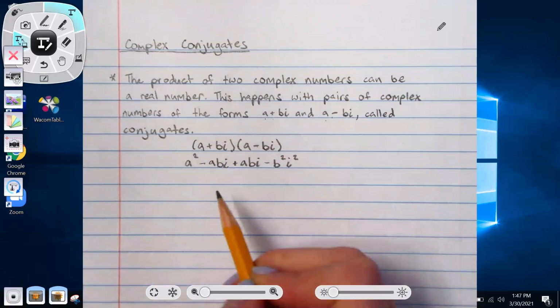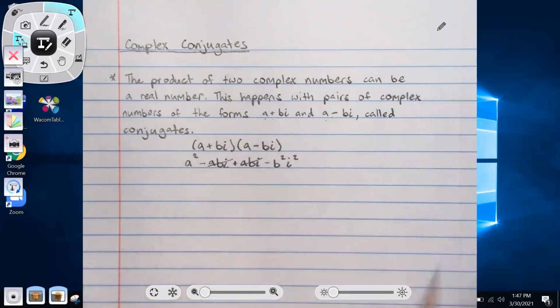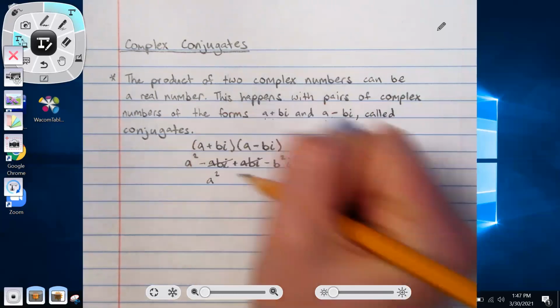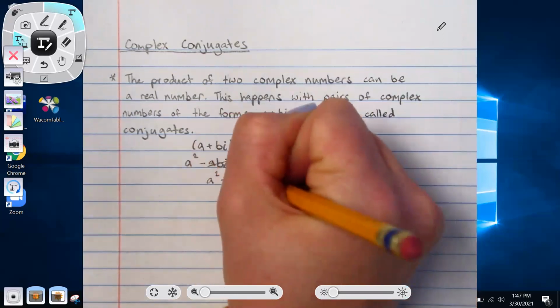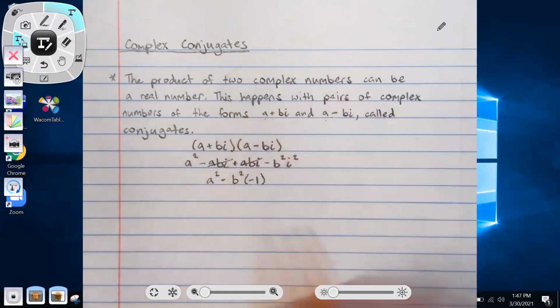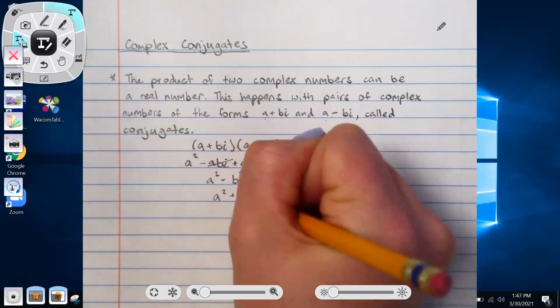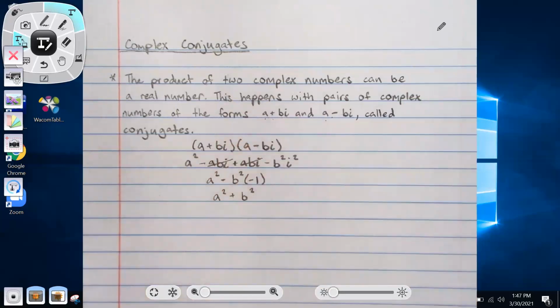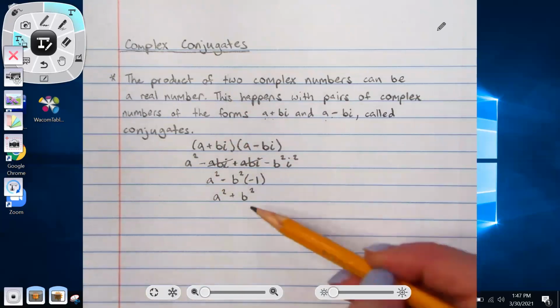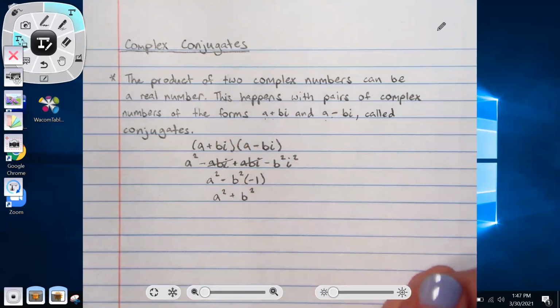So what happens is negative abi and positive abi cancel out. We're left with a squared minus b squared i squared, and then i squared we can replace with -1. So we end up with a squared plus b squared. So a and b are both real numbers, so we've ended up with just a real number. We've gotten rid of any imaginary part of this problem.